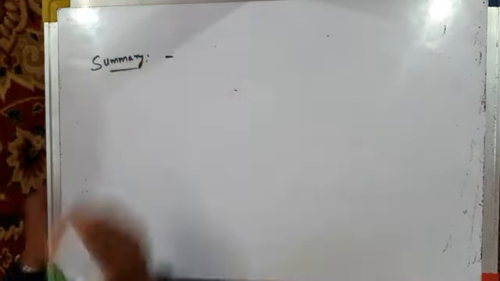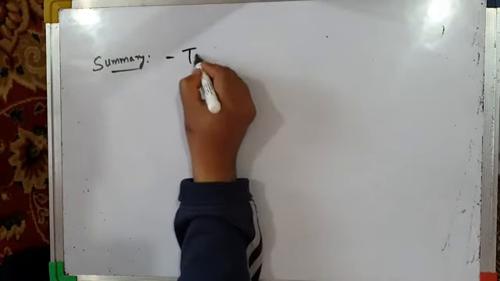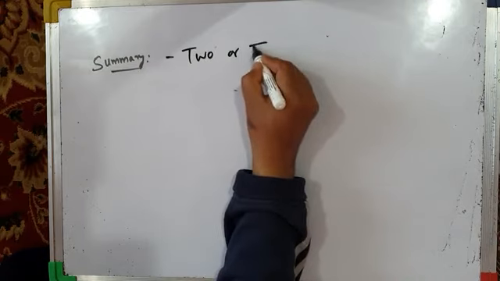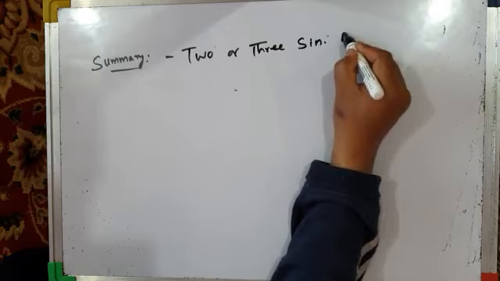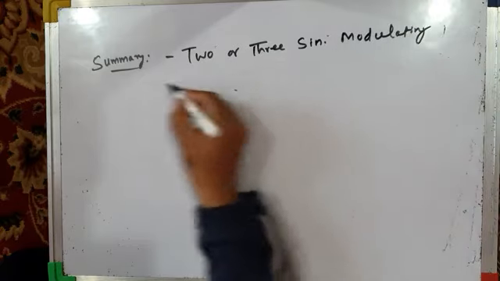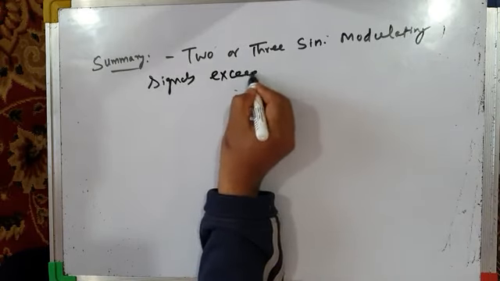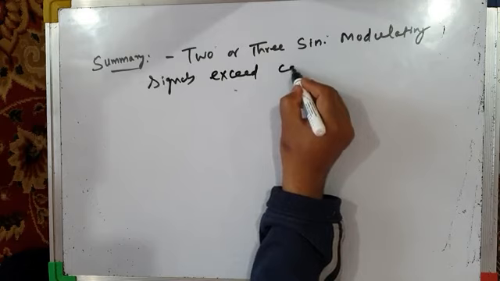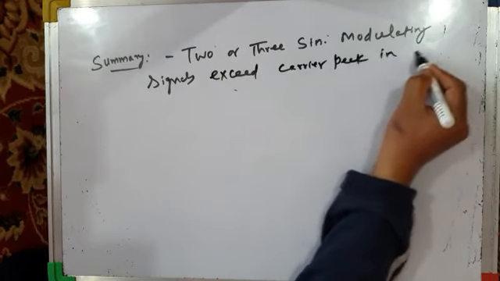Summary. First point is that 2 or 3 sinusoidal modulating signals exceed carrier peak in a carrier cycle.